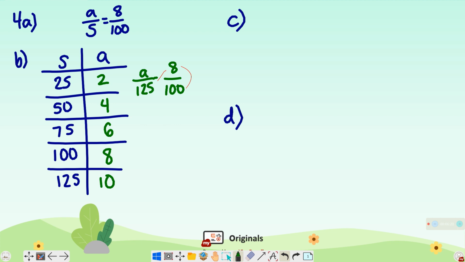Then in part C, it says identify the constant of proportionality. So if we were to divide these, that constant of proportionality would come out to 0.08. And it means that for every 100 students, 8 people are going to be absent. It is 8% written as a decimal.